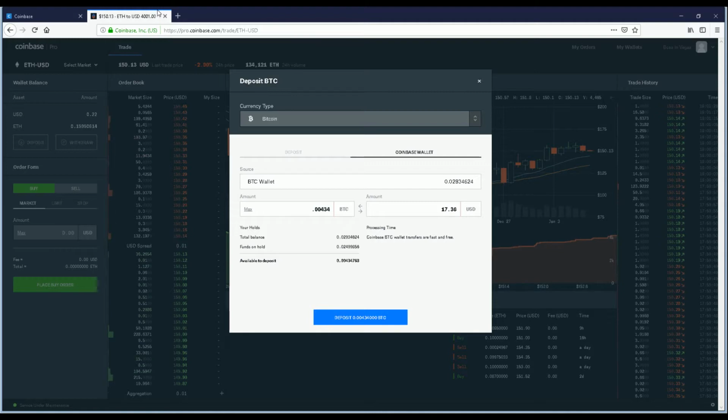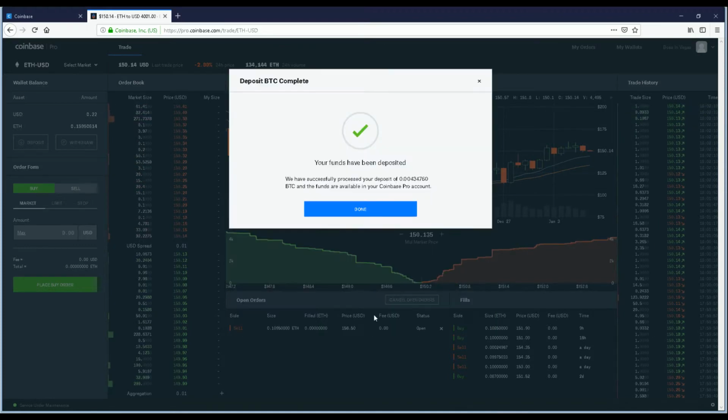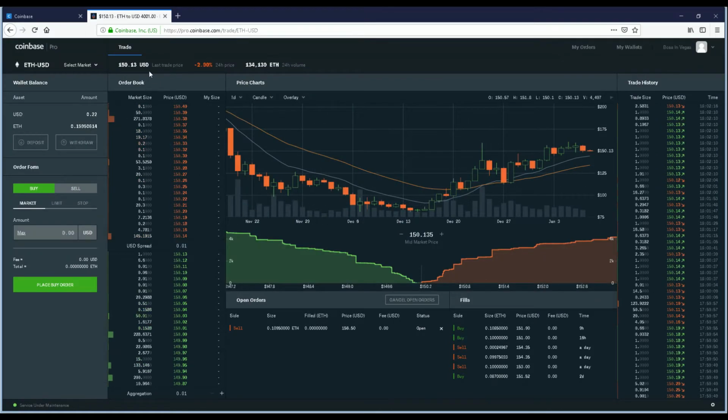0.00434. Let's just say 760 to be safe. Let's try the full amount, 768. No, it won't let me. So if that happens, just do that. Now we're going to get this $17 that they're holding from my wallet on Coinbase and move it over to Coinbase Pro so I can start trading with it right away if I wanted to. It says it's been deposited right away, no fees or anything. So you get it right over from Coinbase to Coinbase Pro with no fees.